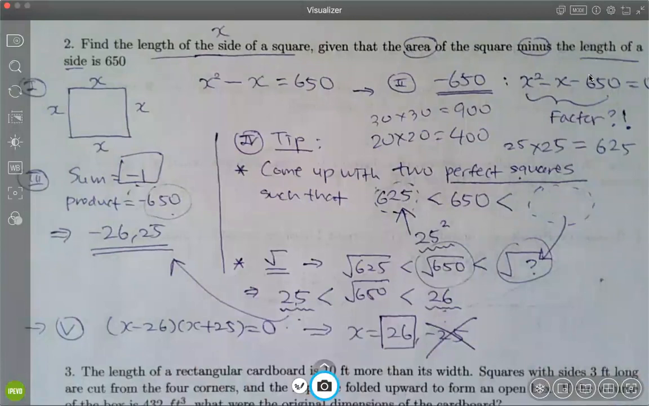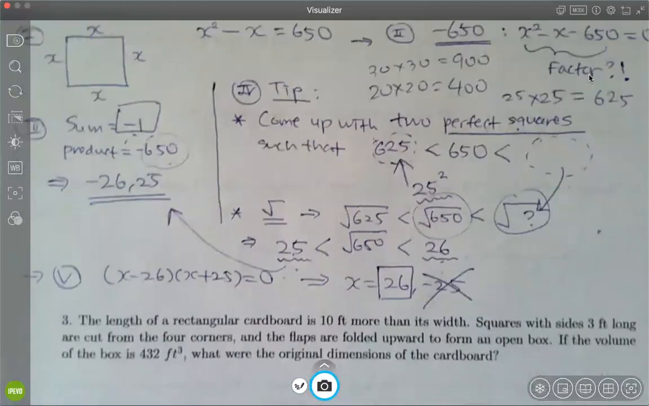So what do you notice? This one looks a bit easier than number one, but number one, I feel like it's a lot more straightforward to solve. This one is not so easy, but still part of geometry.